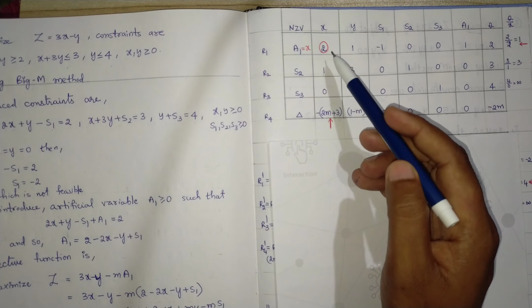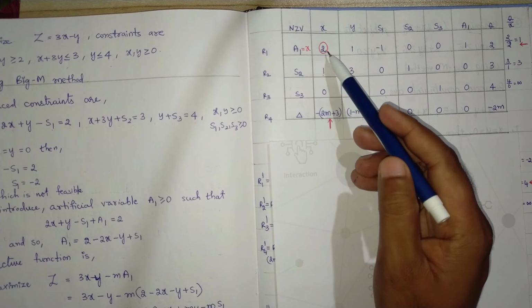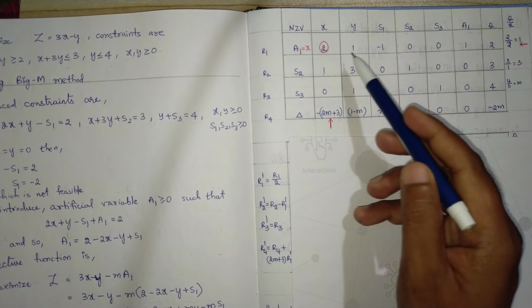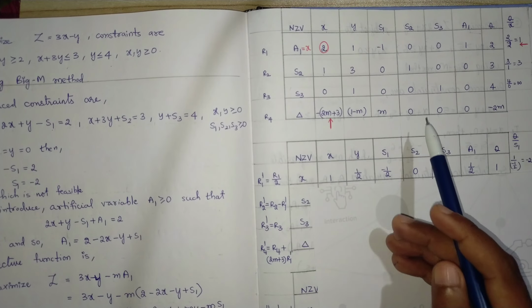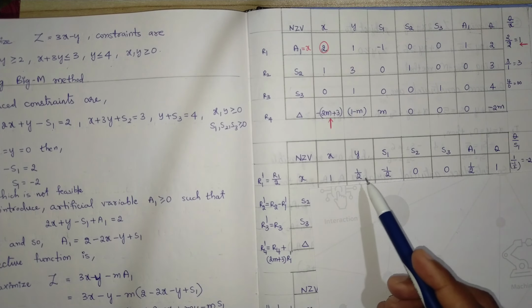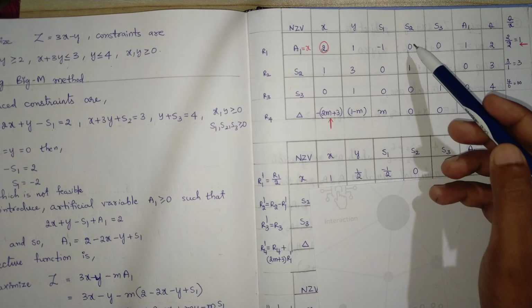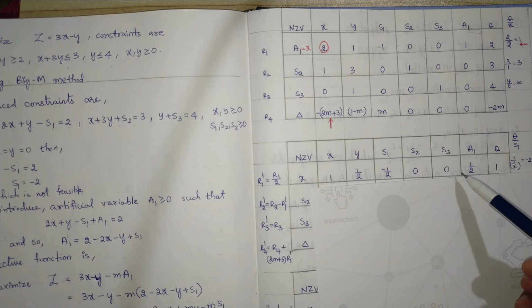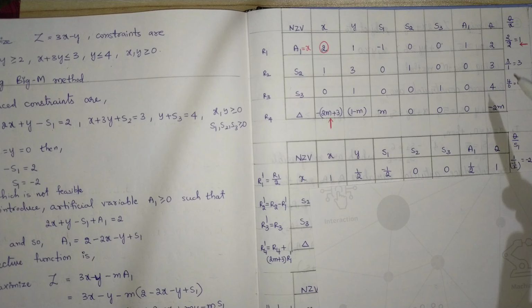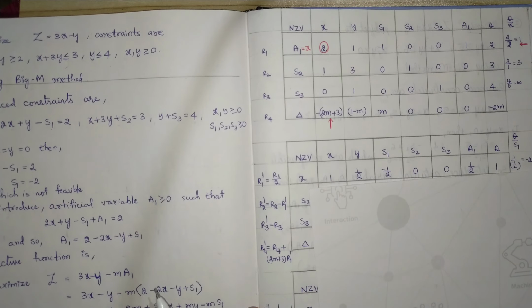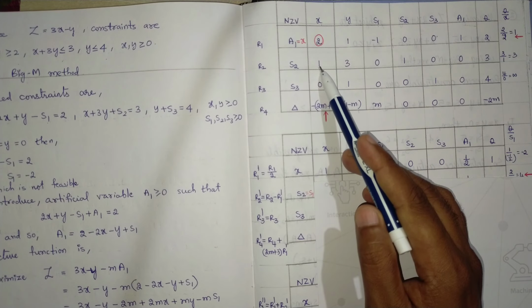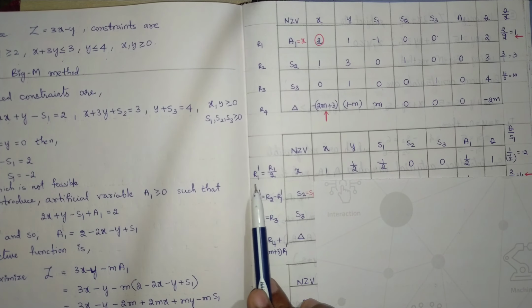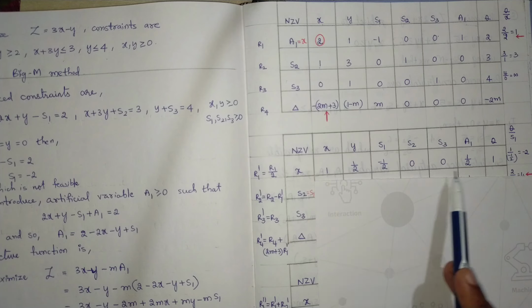Now tell me, how can you make this pivotal element 1? Let us divide the entire row by 2. So that 2 by 2 is 1, 1 by 2 is minus 1 by 2, and 0 by 2 is 0, 0 by 2 is 0, and 1 by 2 is 1 by 2, and 2 by 2 which is 1. Okay, and later we have to make this element as 0. So let us call this R1 dash, the new pivotal row.